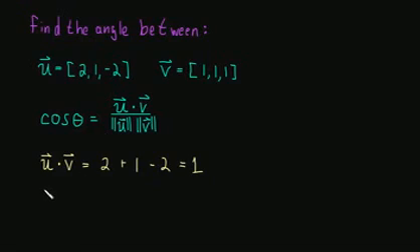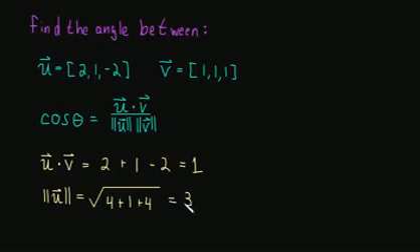Let's do the length of u now and the length of v. So the length of u is equal to the square root of 2 squared plus 1 squared plus negative 2 squared. So 2 squared is 4, plus 1 squared is 1, plus negative 2 squared is 4, so plus 4. So this is the square root of 9 if we add those together, and the square root of 9 is just 3. And now let's do the length of v.